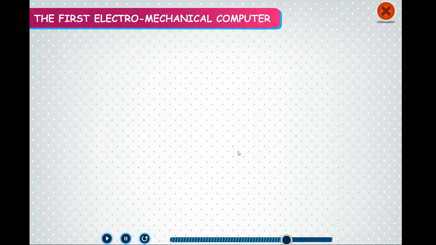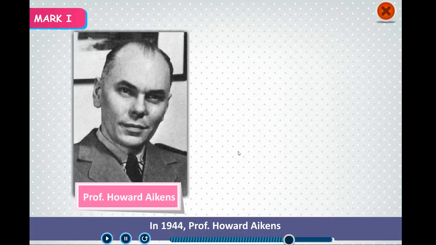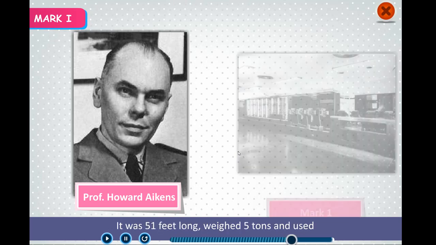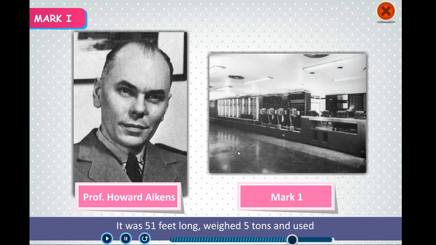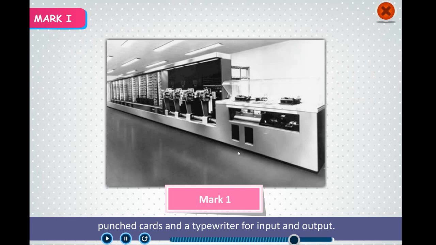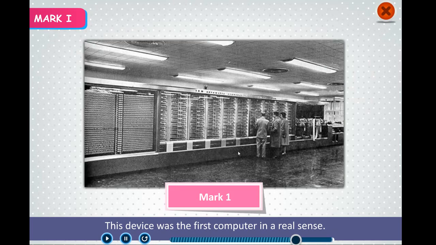The first electromechanical computer, Mark I. In 1944, Professor Howard Aiken built the first electromechanical computer named Mark I. It was 51 feet long, weighed 5 tons, and used punched cards and typewriter for input and output. This device was the first computer in real sense.